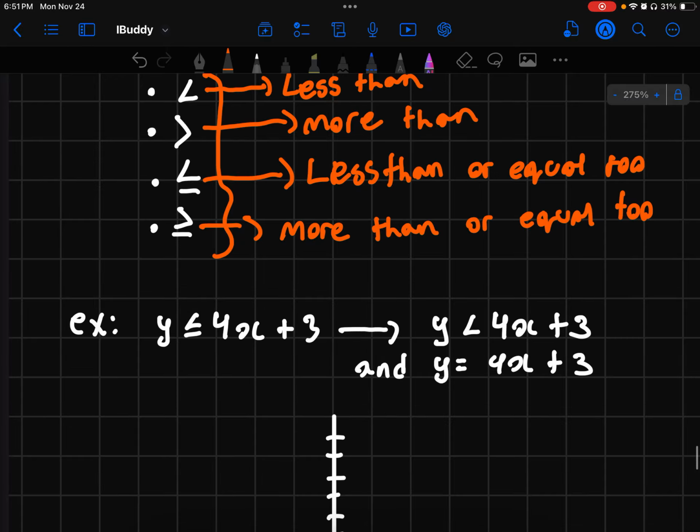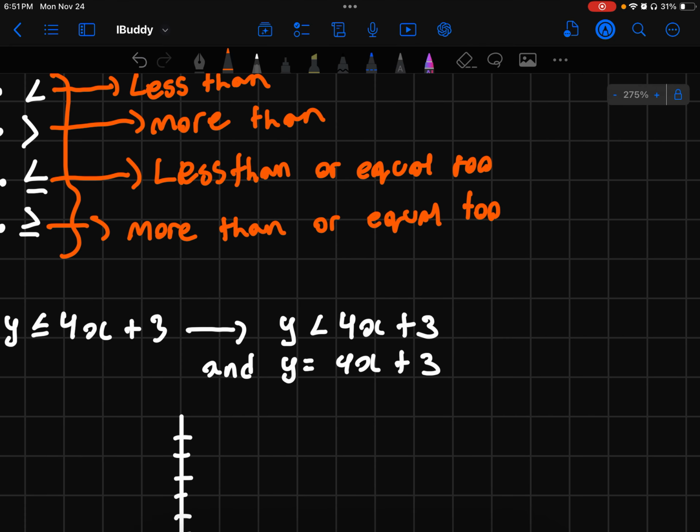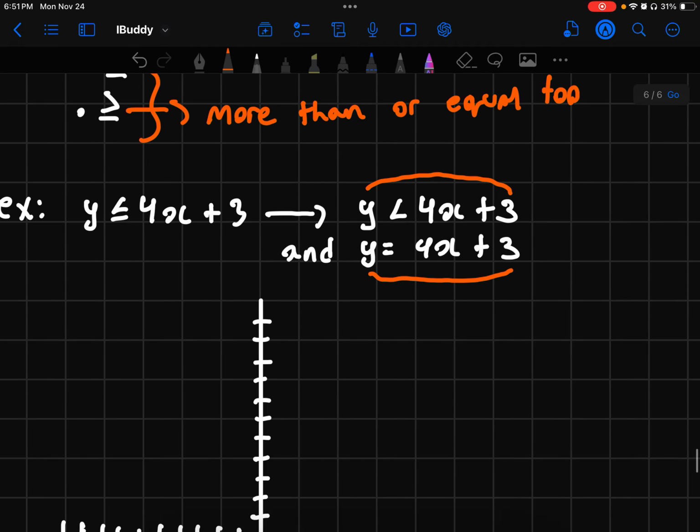Say we have y is less than or equal to 4x plus 3. What this basically means is that y is smaller than 4x plus 3 and y is equal to 4x plus 3. So first of all, we're just going to graph this like any normal equation.